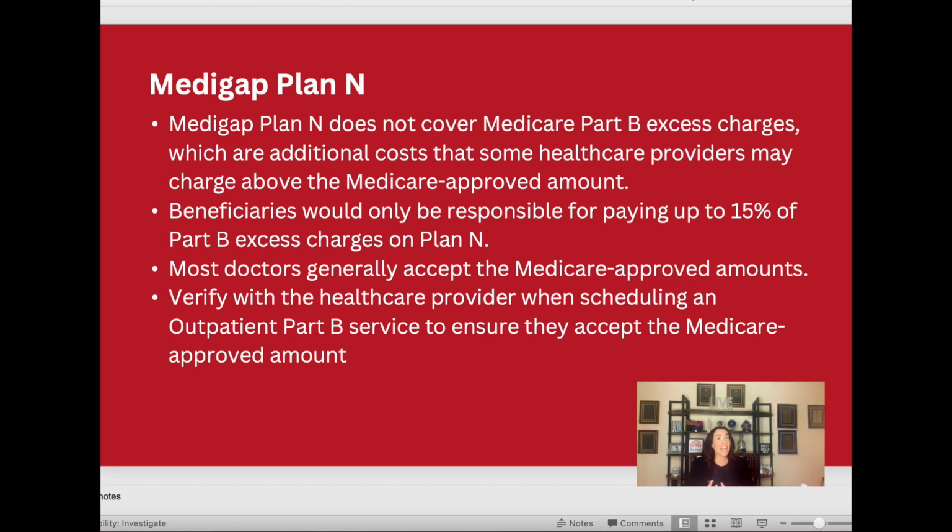Now, Plan N, how it relates to the Part B, the outpatient side of Medicare, is on Plan N, you are still responsible for the Part B outpatient Part B deductible, which this year equals $226. And again, Medicare will pay that 80% and your Plan N will fill in the 20%.